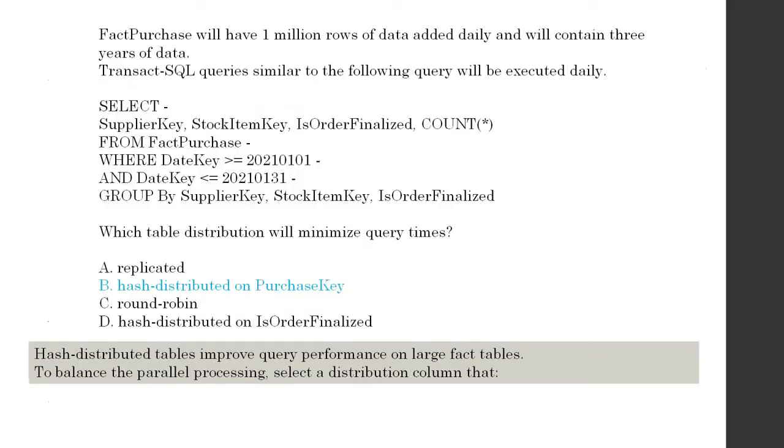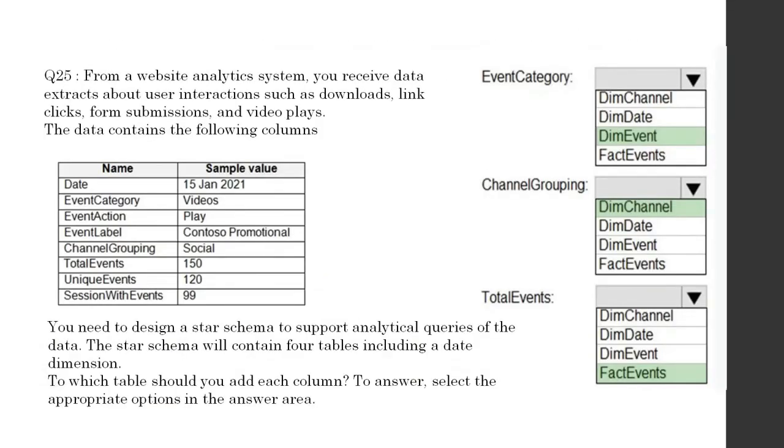Okay, so moving to the next question, number 25. From a website analytics system, you receive a data extract about user interactions such as downloads, link clicks, form submissions and video plays. The data contains the following columns. We have a number of columns here: date, event category, and many others. You need to design a star schema to support analytical queries of the data. The star schema will contain 4 tables, including a date dimension. To which table should you add each column?